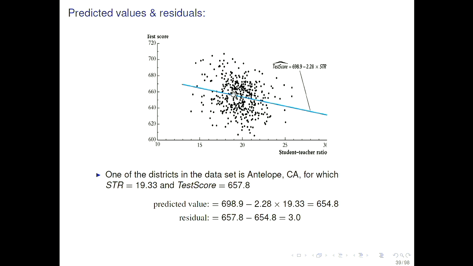This observation should be somewhere over here. Because STR is close to 20 but below 20, it must be somewhere over here. One of these dots is this point, 19.33 and 657.8, one of these dots. And that dot, the residual, is 3.